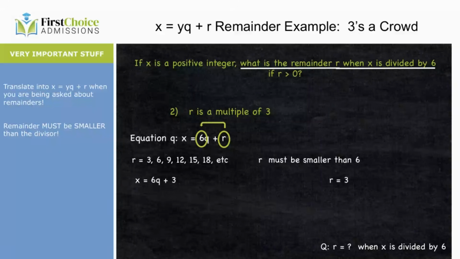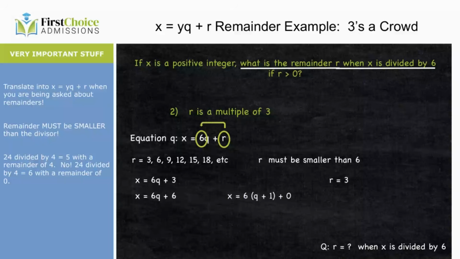R must be 3. But what if x equals 6q plus 6? Well, that's a little strange. That's kind of like saying 24 divided by 4 equals 5 with a remainder of 4. No, that doesn't make any sense. 24 divided by 4 is 6 with a remainder of 0. Q just goes up by 1. So x equals 6q plus 6 has a remainder of 0. We just made q go up by 1.